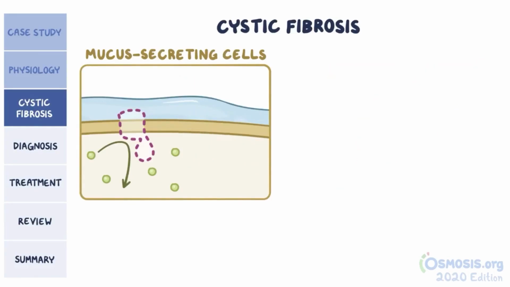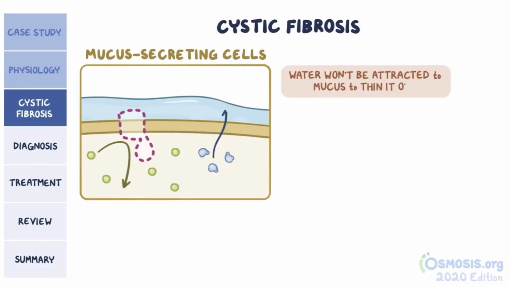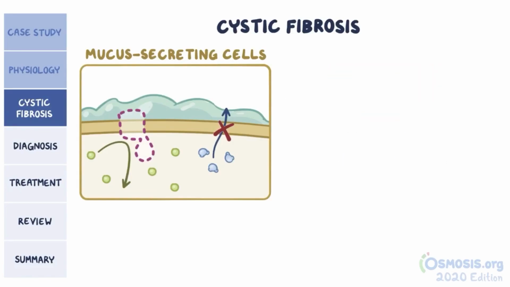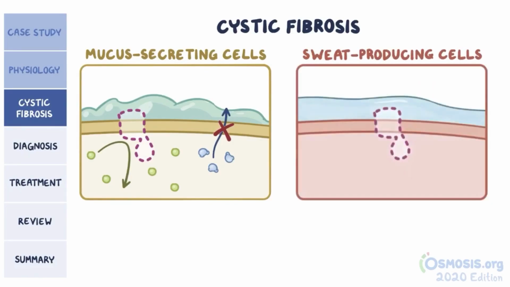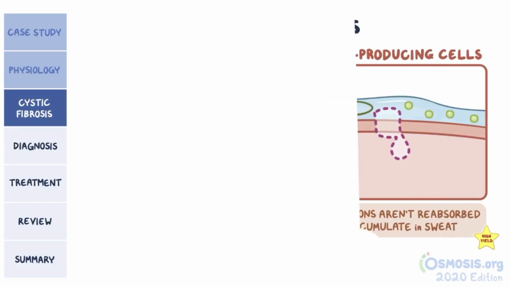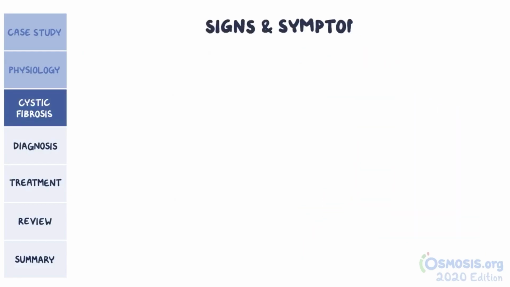Okay, so going back to chloride ions. A high-yield concept is that because they're trapped inside the cell, water won't be attracted to the mucus to thin it out. As a result, the mucus secreted by these cells will be abnormally thick, so it builds up and obstructs the organs where it's secreted, causing extensive damage. In parallel, in sweat-producing cells, the defect prevents chloride ions from being reabsorbed, thus it accumulates in the sweat. Now, this leads to a wide range of signs and symptoms, which mostly depend on the individual's age.